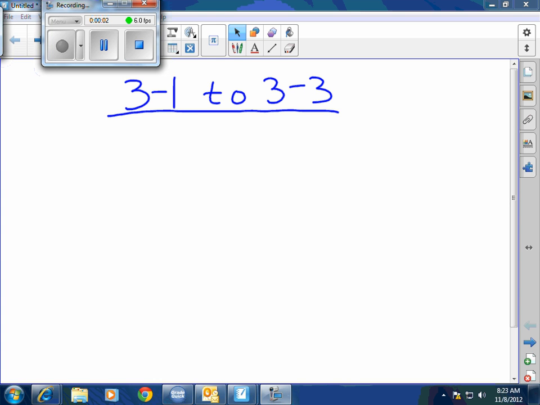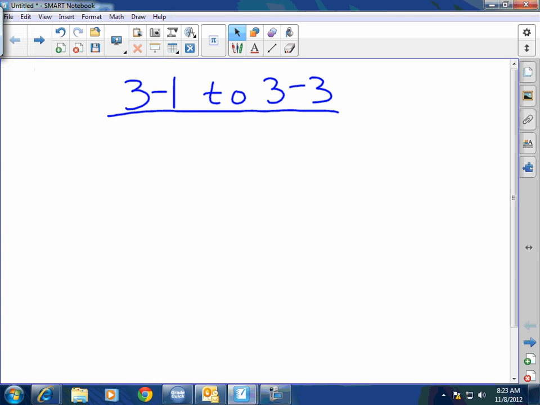Okay, guys, today we're going to learn 3-1 to 3-3. Although that may be shocking to you, don't even stress it because it's very, very simple. What we're going to be talking about today are inequalities, okay? And inequalities work just like equations, except that there's an inequality symbol. So what are these inequality symbols that I'm talking about?